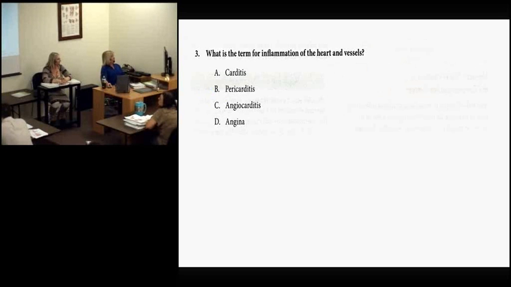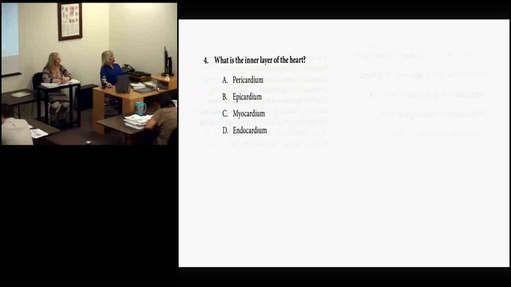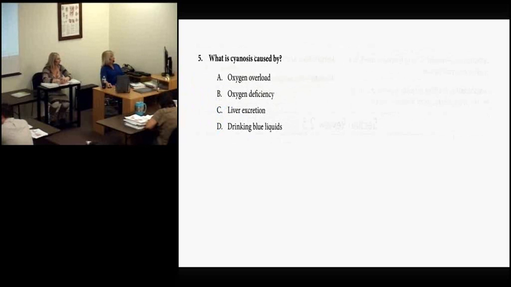What is the term for inflammation of the heart and vessels? Angiocarditis, because we're not just talking about the heart. Carditis would be what? Just the heart itself. Pericarditis is surrounding the heart. Angiocarditis is the whole system. Number 4, what is the inner layer of the heart? It is the endocardium, because endo means within. Number 5, what is cyanosis caused by? B, oxygen deficiency. If you're turning blue, you're not getting enough oxygen.